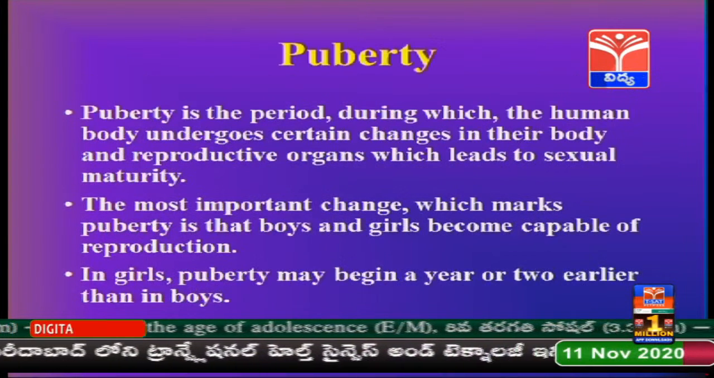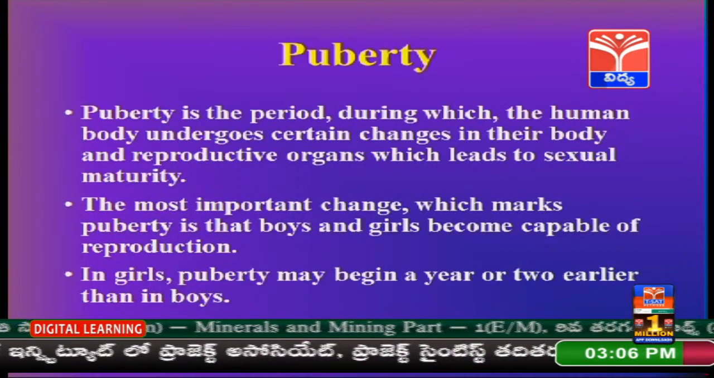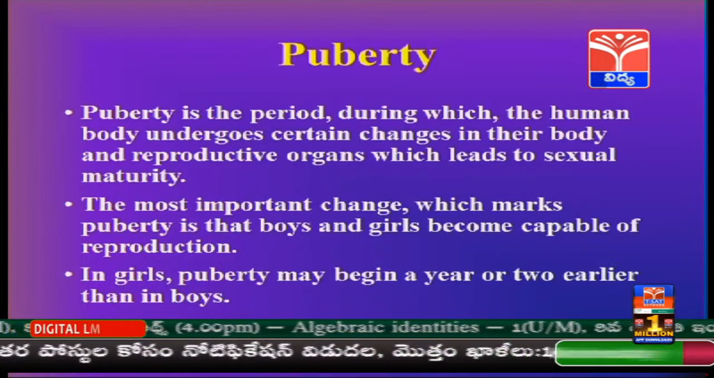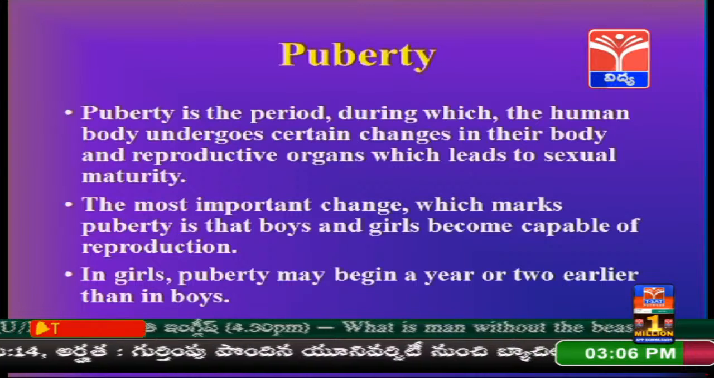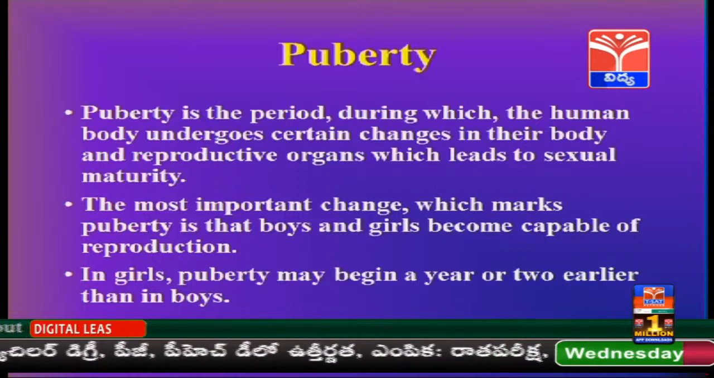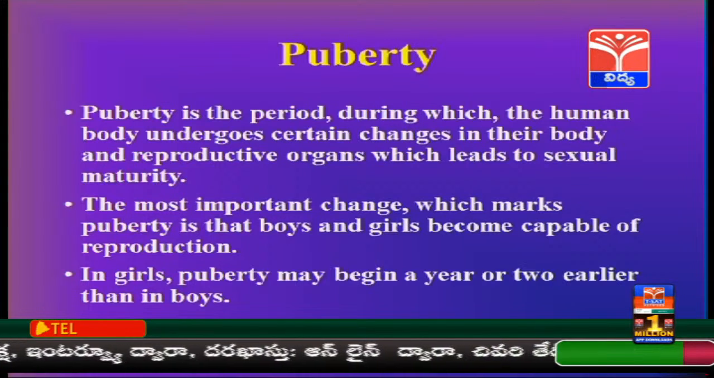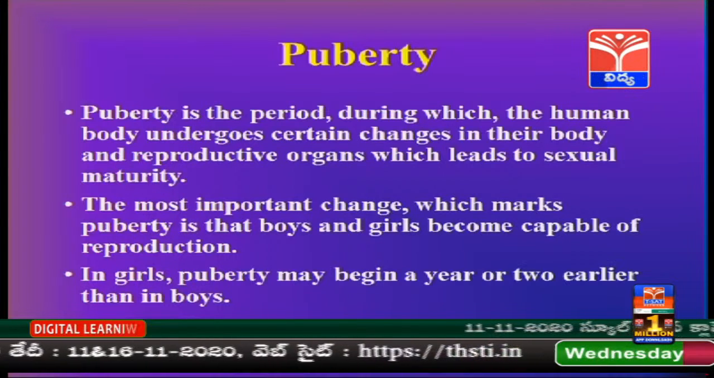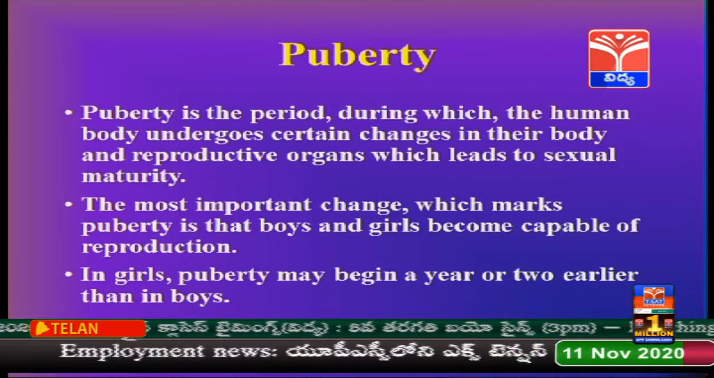Now, let us learn what is puberty. It is a period every human body has to undergo. It brings out some changes in the body. The reproductive organs change and it leads to sexual maturity. The very important change that occurs in the boys and girls is the development of the reproductive organs. Now, they become capable of reproduction. In girls, puberty begins 1 or 2 years earlier than in boys.